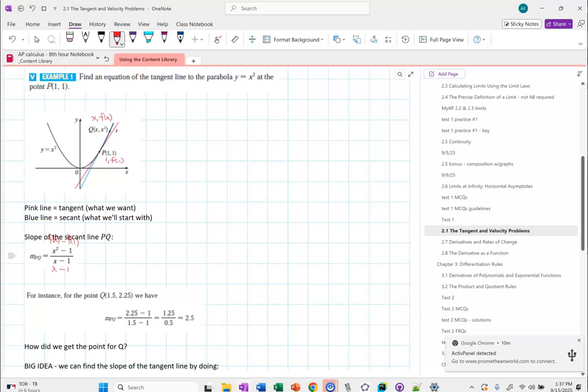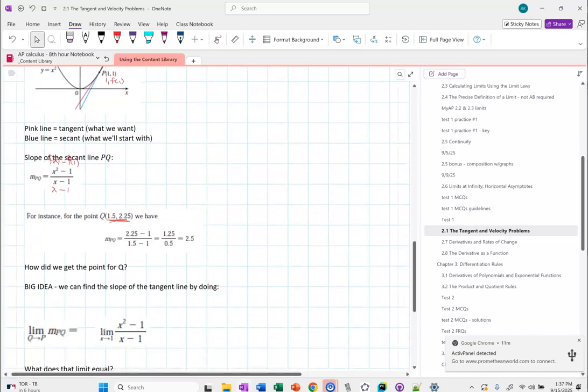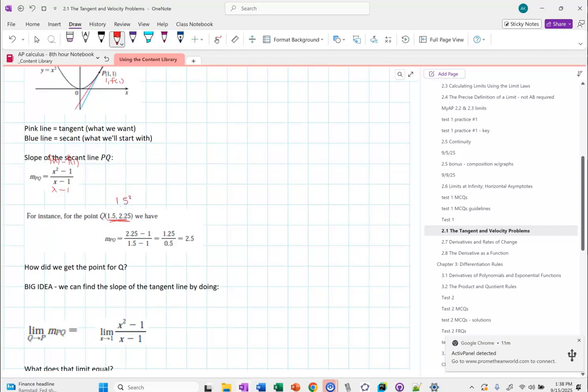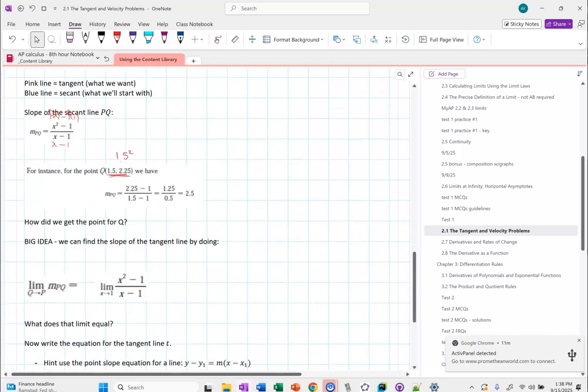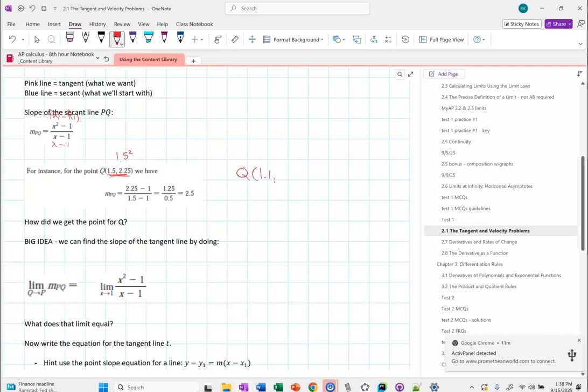Okay. So if I take some specific point Q now, instead of the point Q being the general (x, x squared), let's pick some specific point on that parabola. So I picked the point (1.5, 2.25). Now, how did I get the 2.25 part? Just 1.5 squared, right? I just took the 1.5 and plugged it into x squared. That'll give me the y coordinate. So what if I take Q to be a little bit closer? What if I pick it to be 1.1? So the y there is going to be 1.21, right?